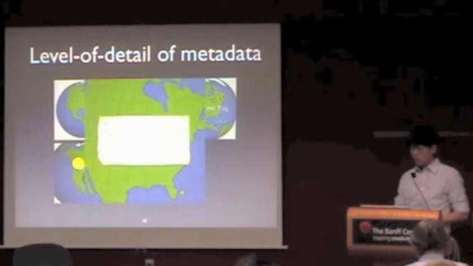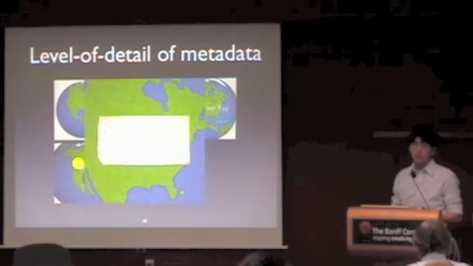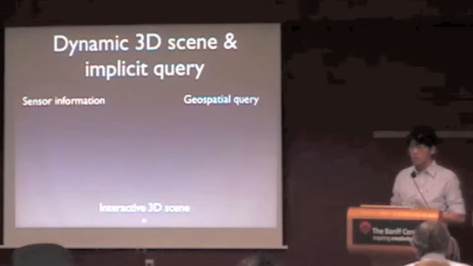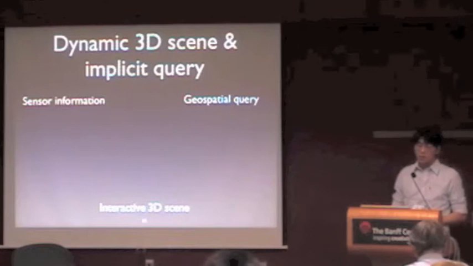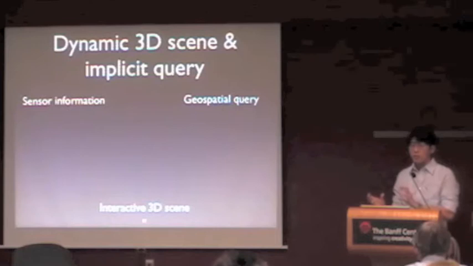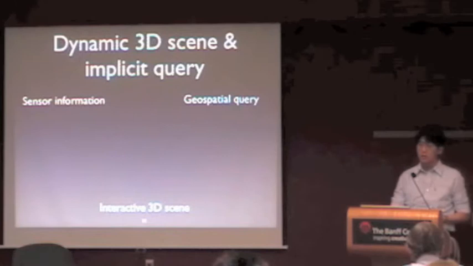And the final one is that sometimes people want to see something like the summarized latest trend of the actual sensor values or the trend of the latest data. So we designed this total of five different levels of detail visualization of metadata, and enable this concept. We have to design how we can combine these three components, in other words, the extracted sensor information, and we have to make the implicit geospatial query to generate an interactive 3D scene that gives some interactivity to the users.